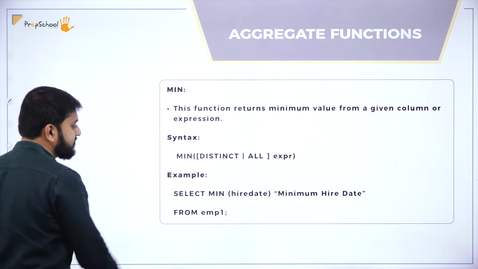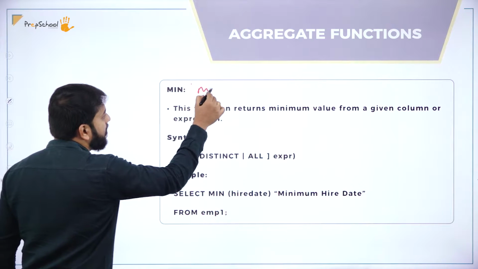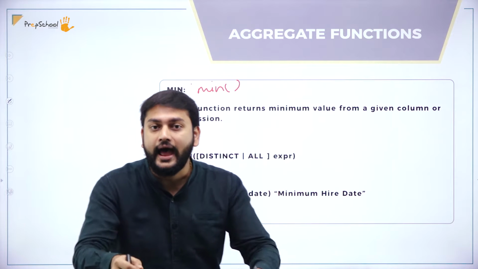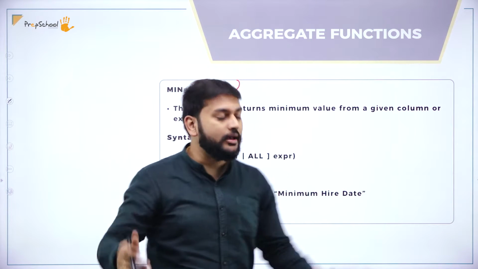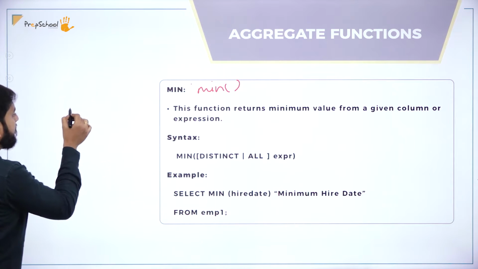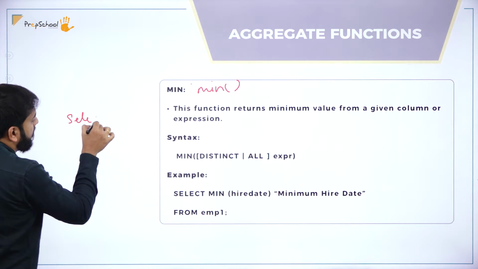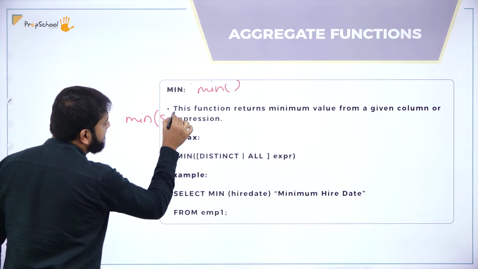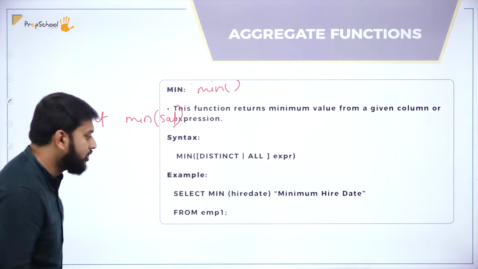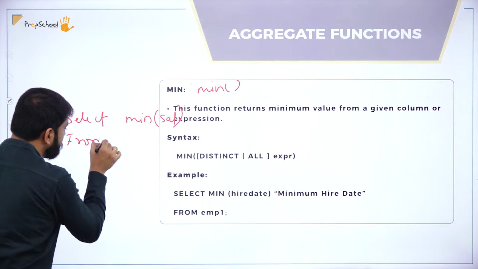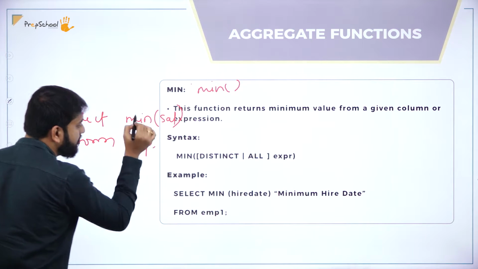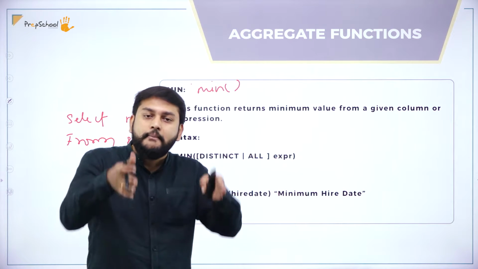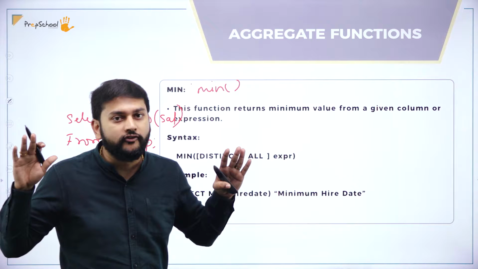So let's understand this. I have the min function. This function will give you the minimum value that I have in the column. So for example, here I have the table, right? Listen here carefully. Select min of sal. Sal is a column name, that is the salary, right? From employee, so EMP is a table name. So what will be the output? The minimum salary that I am paying will be my output. That is what you have to remember.